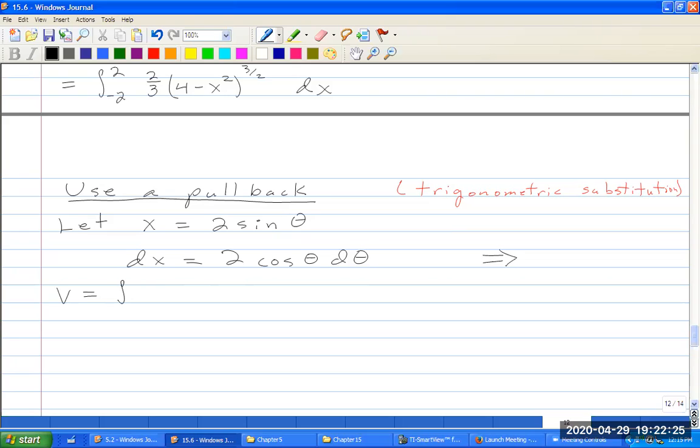well, notice that sine of pi over 2 is 1. The sine of negative pi over 2 is negative 1. And so when x is equal to 2, theta is equal to pi over 2. When x is equal to negative 2, theta is equal to negative pi over 2. Okay. 2/3.